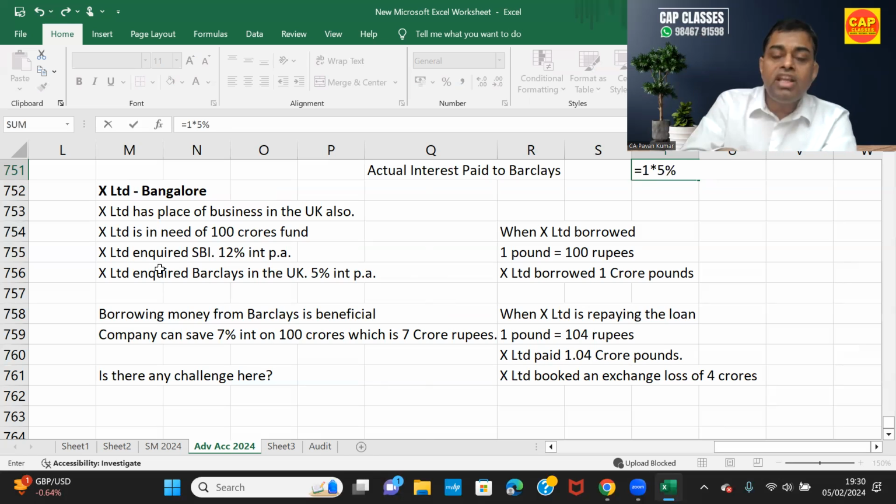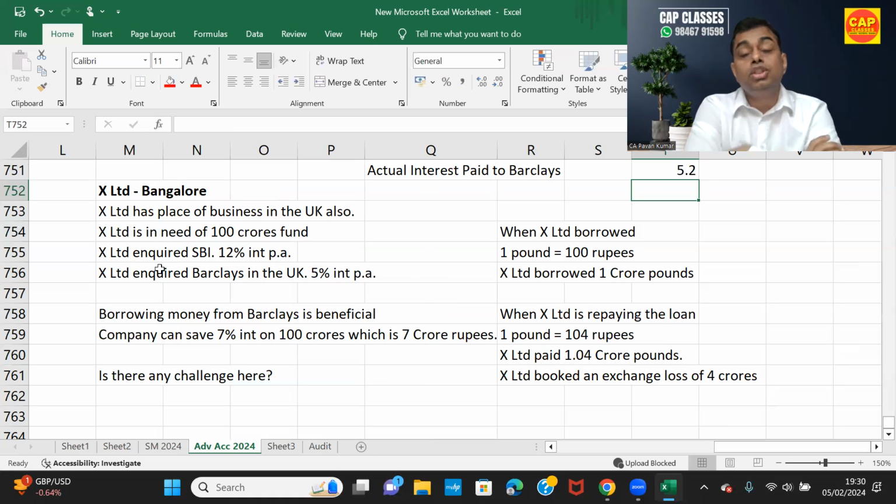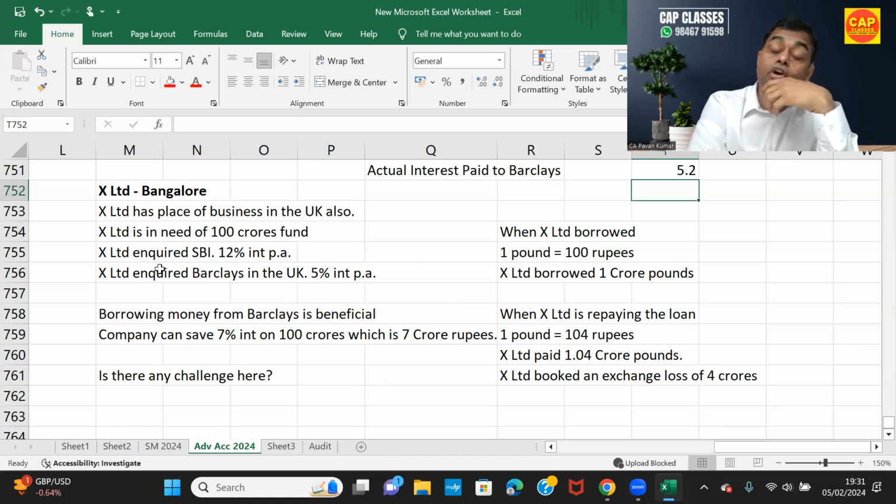But today, at the end of the year, it is 104 rupees, no? So 5.2 crores you have paid to them, not 5. Because when you are paying at the end of the year, 104 rupees is 1 pound. So you paid 5.2 crores. Actual interest paid to Barclays.